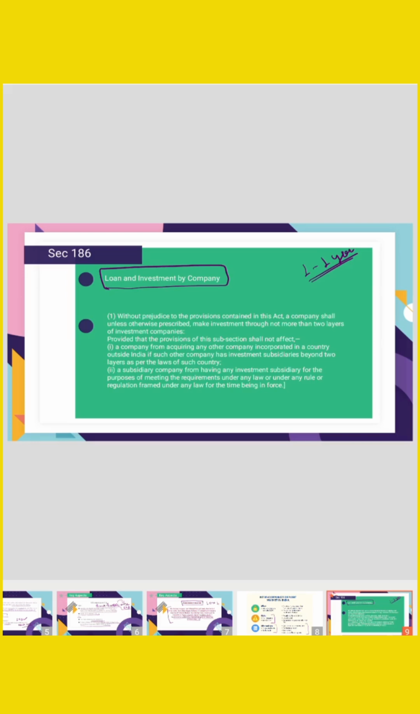So subsection 1 is the most important, and thereafter we'll discuss the main section, that is subsection 2. Section 186 subsection 1 says, without prejudice to the provisions contained in the Act, a company shall, unless otherwise prescribed, make investment through not more than 2 layers of investment companies. When a company gives a loan to another company, and that company gives to a second company, then a third company, this complex web is created. Then you are not able to find out where this transaction originated.